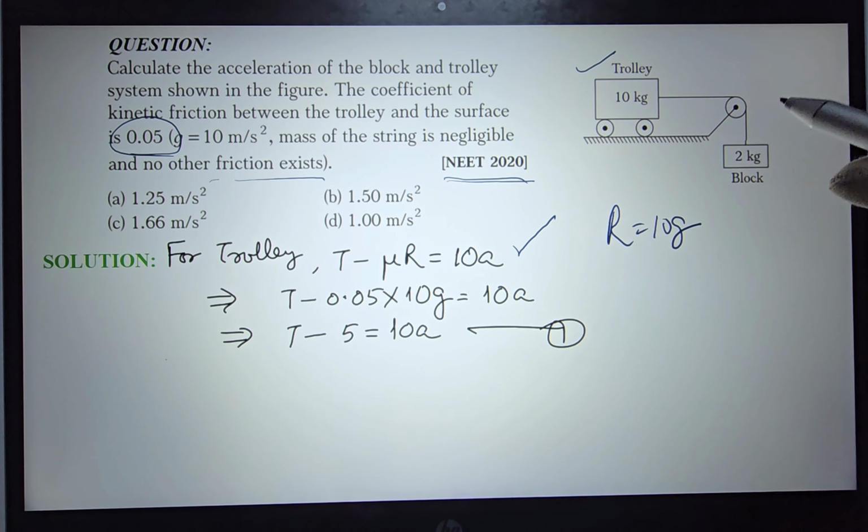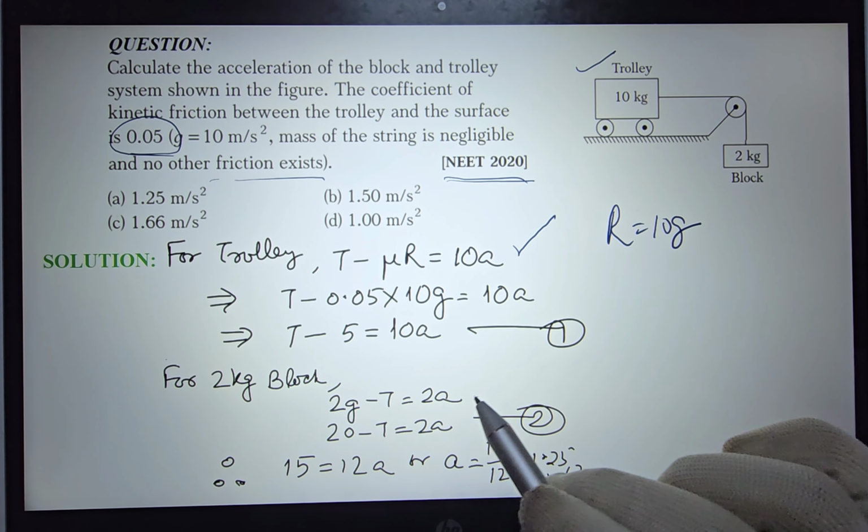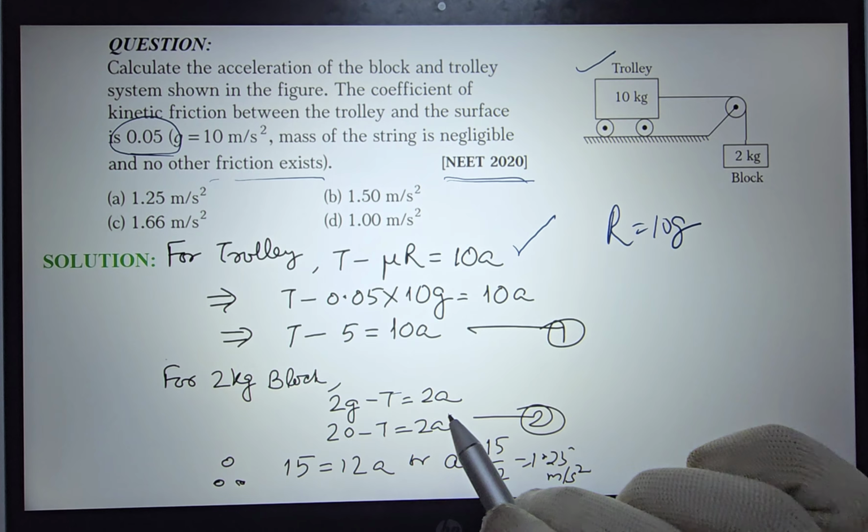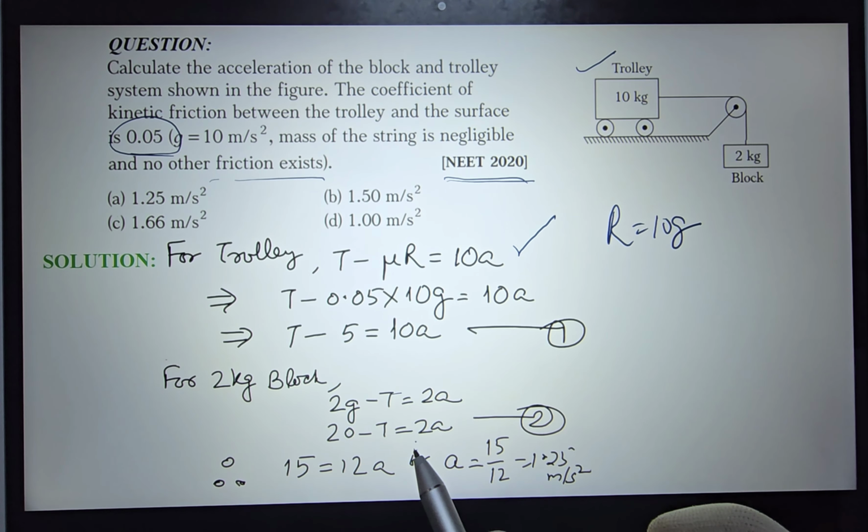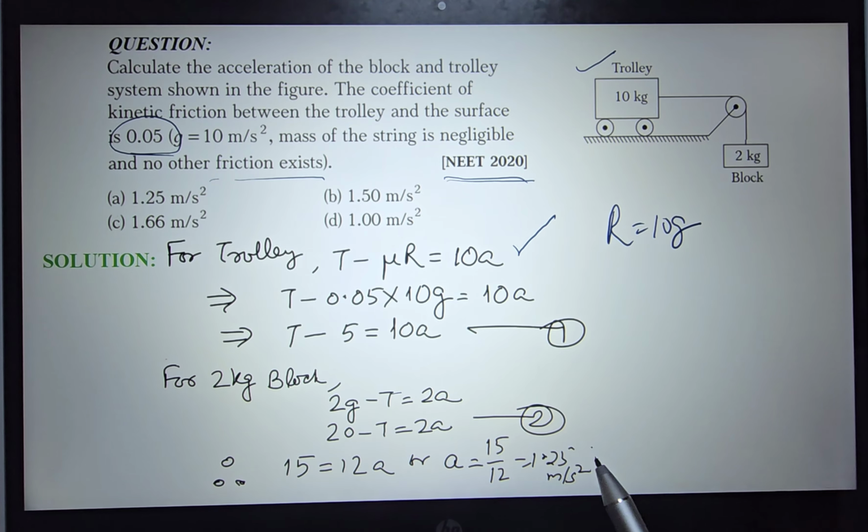Similarly, we can calculate the equation using the free body diagram of the 2 kg block. For the 2 kg block, this would be 2g minus T is equal to 2a, or it becomes 20 minus T is equal to 2a. So finally it would give me the value of acceleration a as 15 upon 12, that is 1.25 meter per second square. So this is your answer, right? So this is the first question.